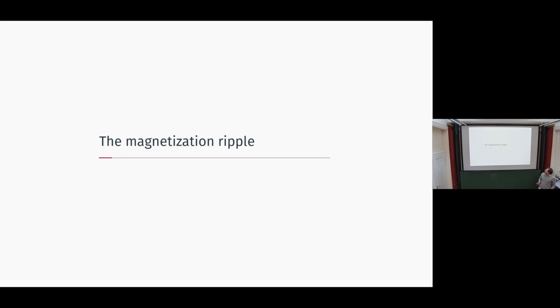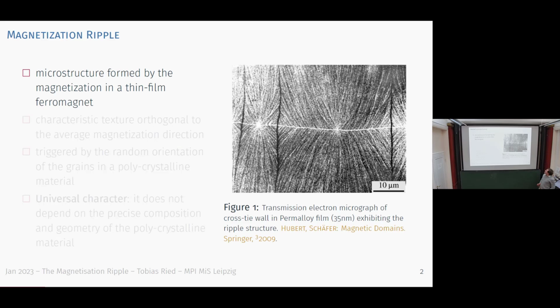So let me start with a bit of introduction about what the magnetization ripple is. I took a few pictures here from Hubert Schäfer. The magnetization ripple is a microstructure that's formed by the magnetization in a thin film ferromagnet, and you can actually see it here in the picture. Of course, here you see the cross-tie wall and then this fine ripple structure here, which is what I want to describe today.